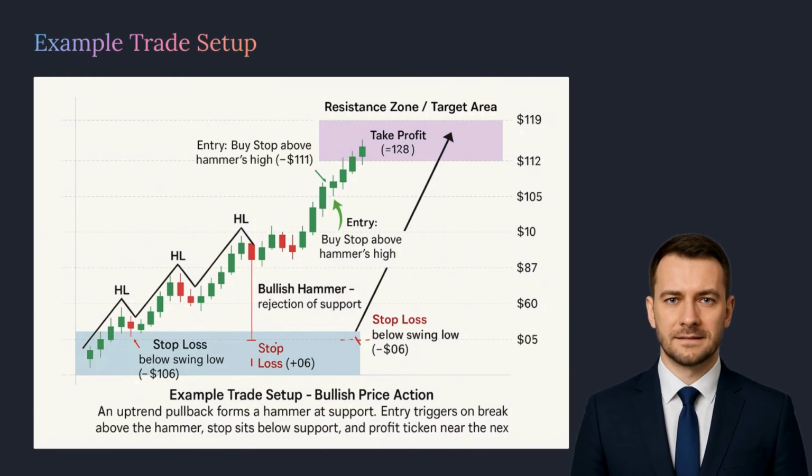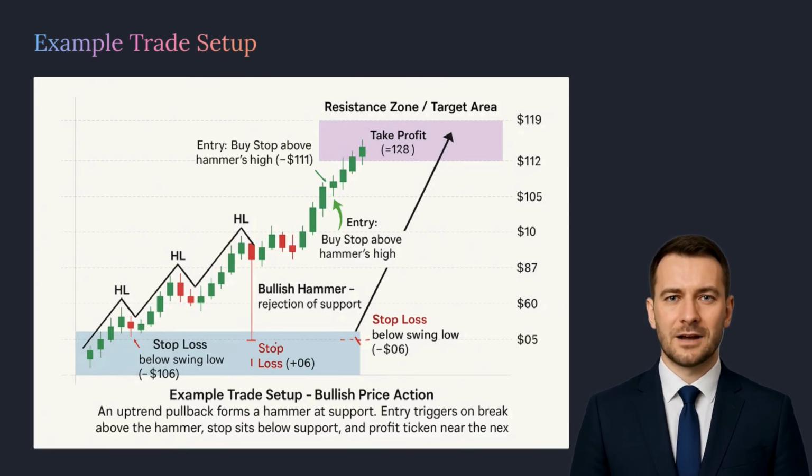Stop loss. The stop is positioned just below the hammer's low, the swing low of the pullback. That low was around $107, so we set the stop a little lower. Red dashed line around 106. This means if the trade doesn't work and price drops all the way back and breaks support, going below 107, we exit for a small loss. We risk, say, $5 per share on this trade, from $111 entry to $106 stop, hypothetically.